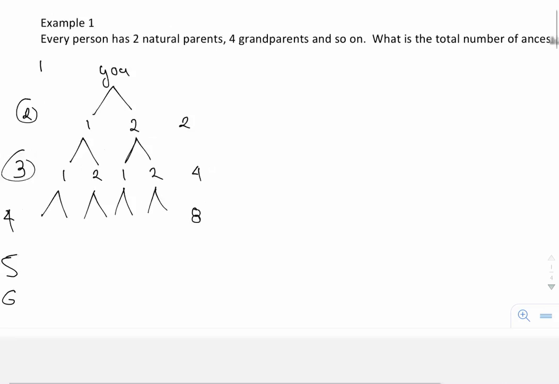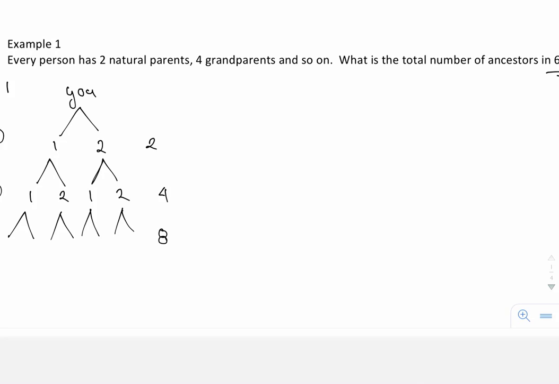So if you take a look, you'll notice that the number of ancestors grows exponentially, times 2. If you consider you as 1, it's also times 2, times 2 again, and here there'll be 16 multiplied by 2. So we want to add all those up.